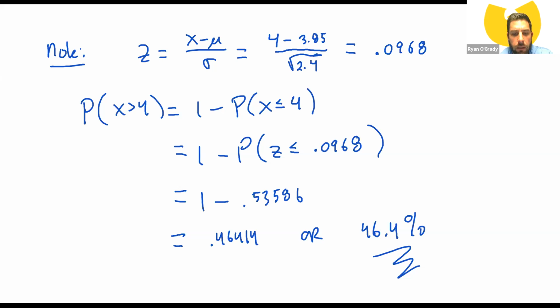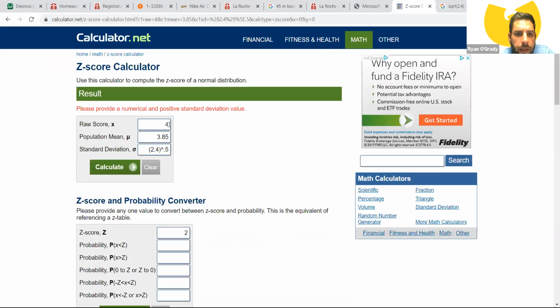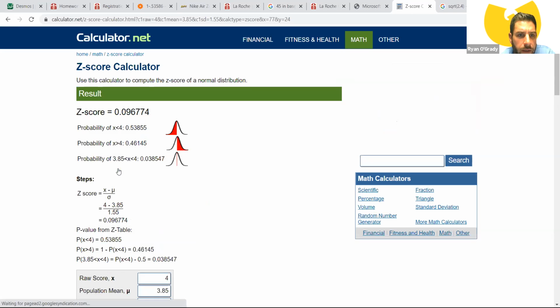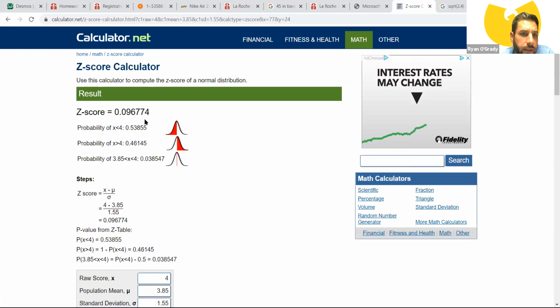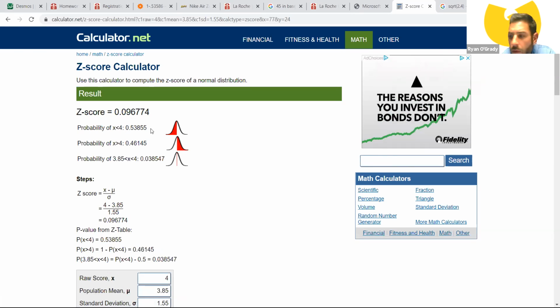All right, now we could go and check our answer if we wanted with a calculator, just to check it out. So if I go to the computer and I plug it in, square root of 2.4 is like 1.55. So if I calculate it using a calculator, you'll see I get 0.096 is my z-score.